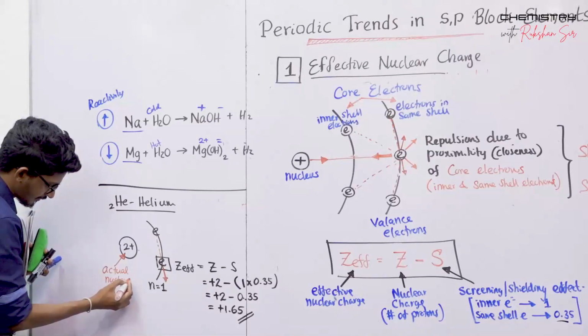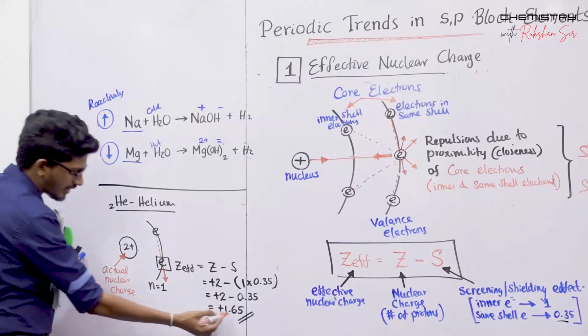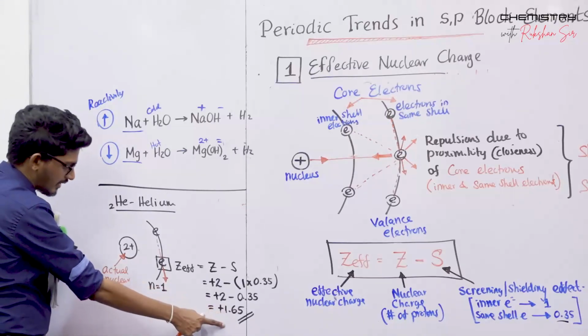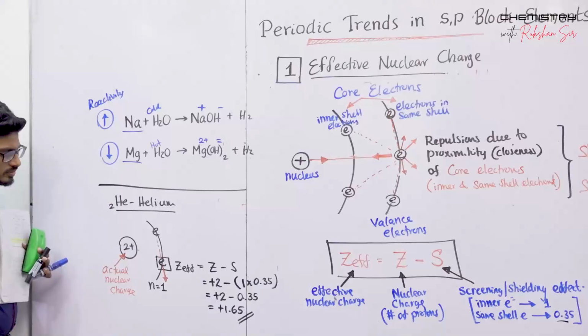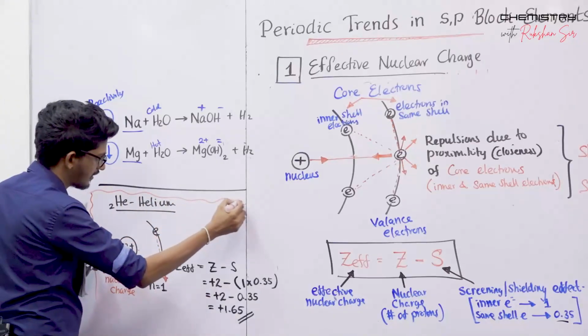Nuclear charge, right? This is the effective nuclear charge. So that value is less than the +2, right? If you need, you can write this stuff there.